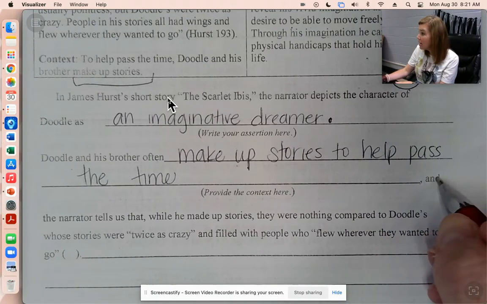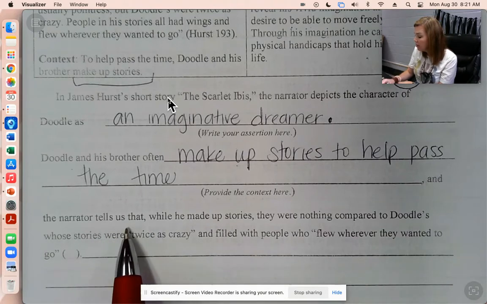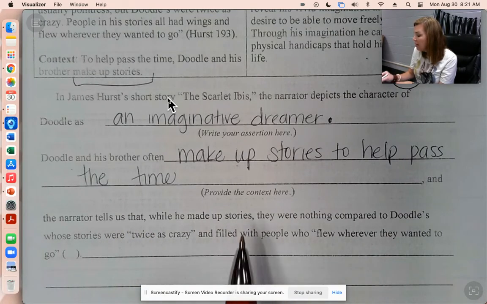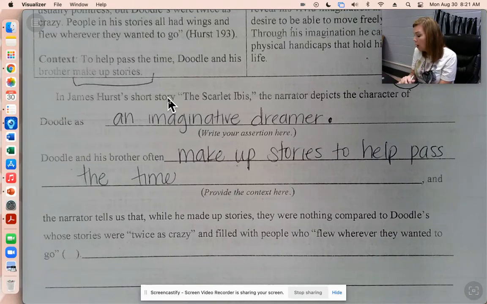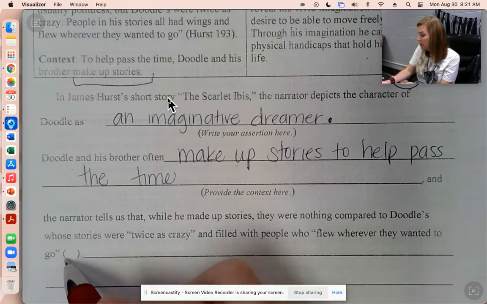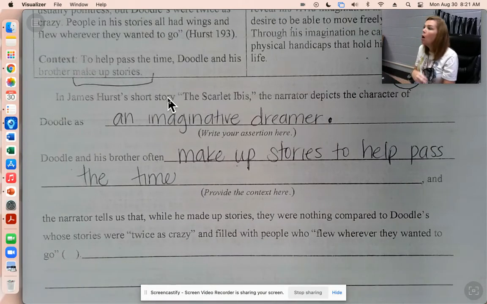It says, comma, and. The narrator tells us that while he made up stories, they were nothing compared to Doodle's, whose stories were, quote, twice as crazy and filled with people who, quote, flew wherever they wanted to go. Now, there's this little parentheses and some spaces right there. What's going to go in that?